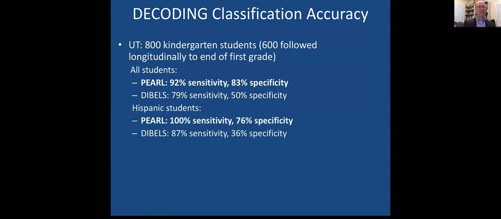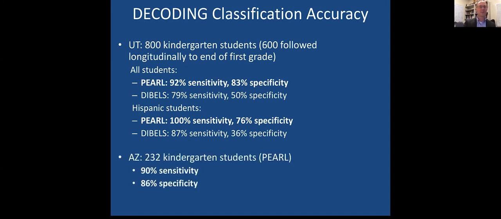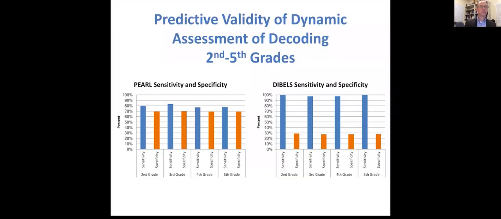We broke this down also by Hispanic students and found 100% sensitivity and about 75% specificity with the dynamic assessment. And you can see the specificity with the static measure is incredibly low because essentially 80% of the Hispanic children are identified as at risk. We've replicated this across other locations as well in Arizona, and these are the results that we get. So we're hovering right around 90% accuracy out to the end of 1st grade in predicting future reading difficulty.